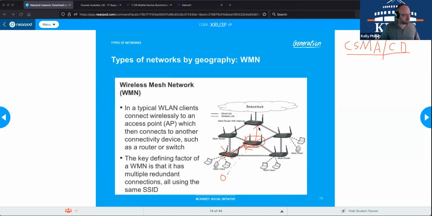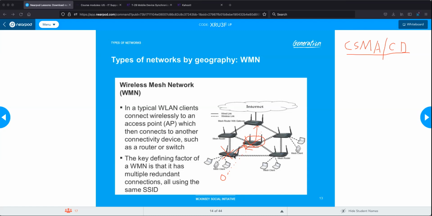But I will not notice any of this. This will happen seamlessly. My device will jump from one to the other, depending on which one has the strongest signal, and that allows me to continue communicating with the overall network. Does that make sense? Yes, now I got it.